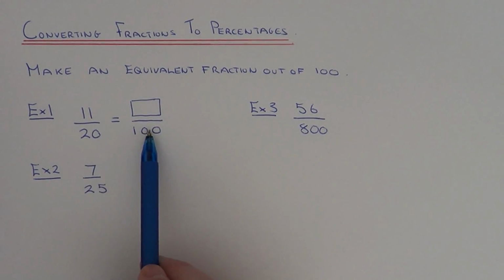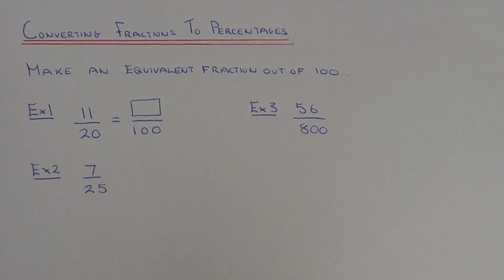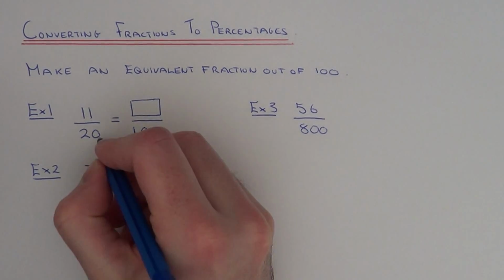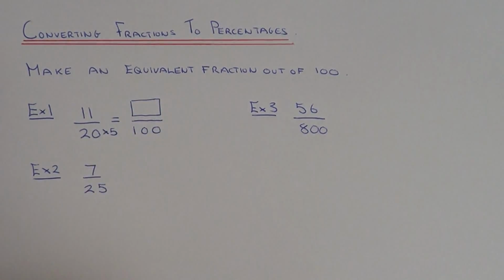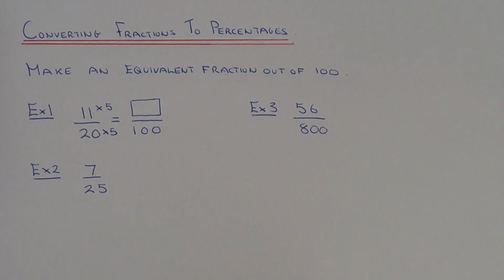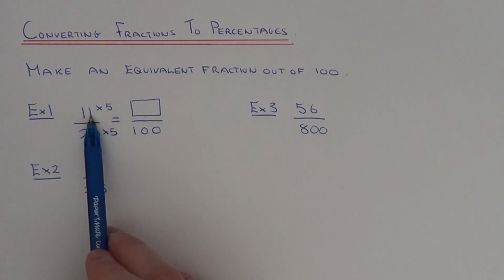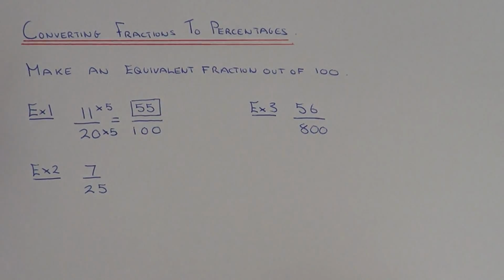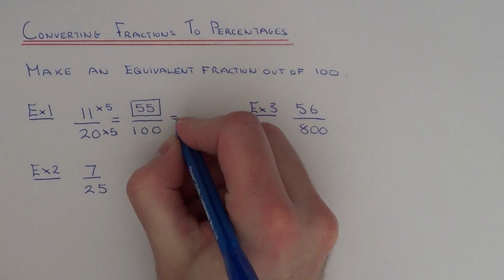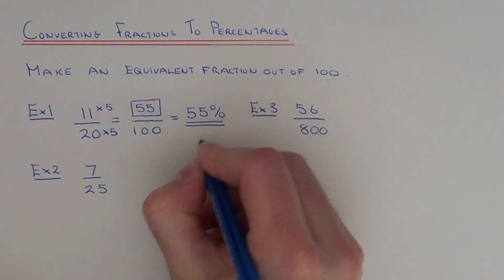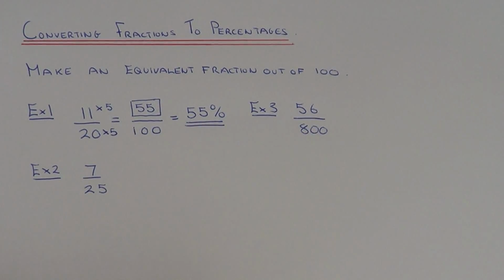You can do this by working out 100 divided by 20. So 20, 40, 60, 80, 100, that goes 5 times. So if the bottom has been multiplied by 5, the top of the fraction also needs to be multiplied by 5 if it's going to be an equivalent fraction. So 11 times 5 is 55. So we end up with 55 out of 100, and since a percentage means out of 100, the numerator is the percentage, so 11/20ths is 55%.